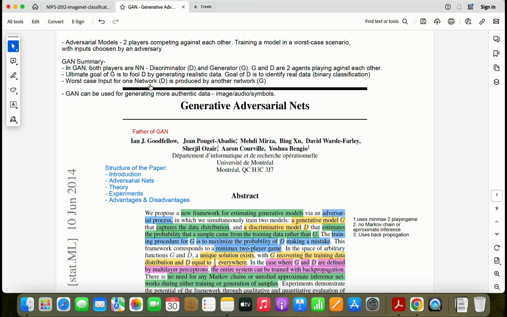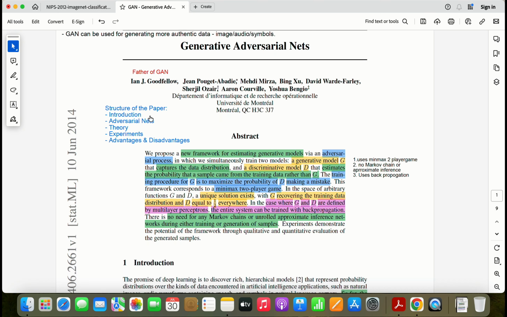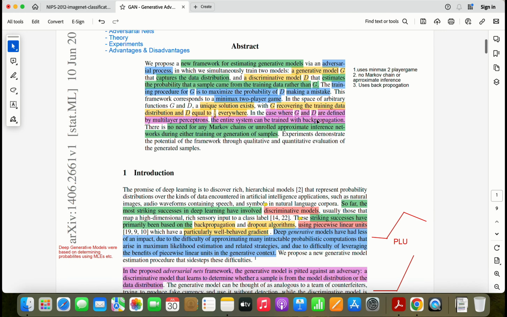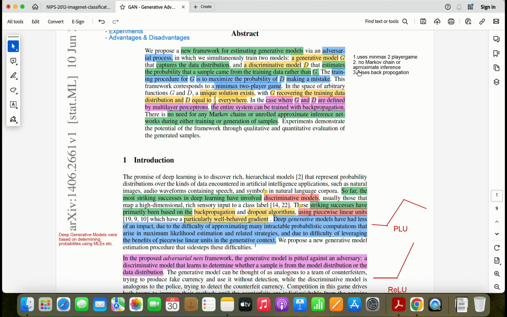Worst case input for the discriminator is produced by the generator, and GAN is used for, we all know, image data, but it can be used for video, audio, symbols, etc. So this is the structure of the paper: introduction, adversarial network, then theory, experiment, and advantages, disadvantages. We have discussed this abstract over there, so just some key points. It uses a min-max two-player game. We'll get to know this. No Markov chain or approximate inference, and it uses only backpropagation for training.